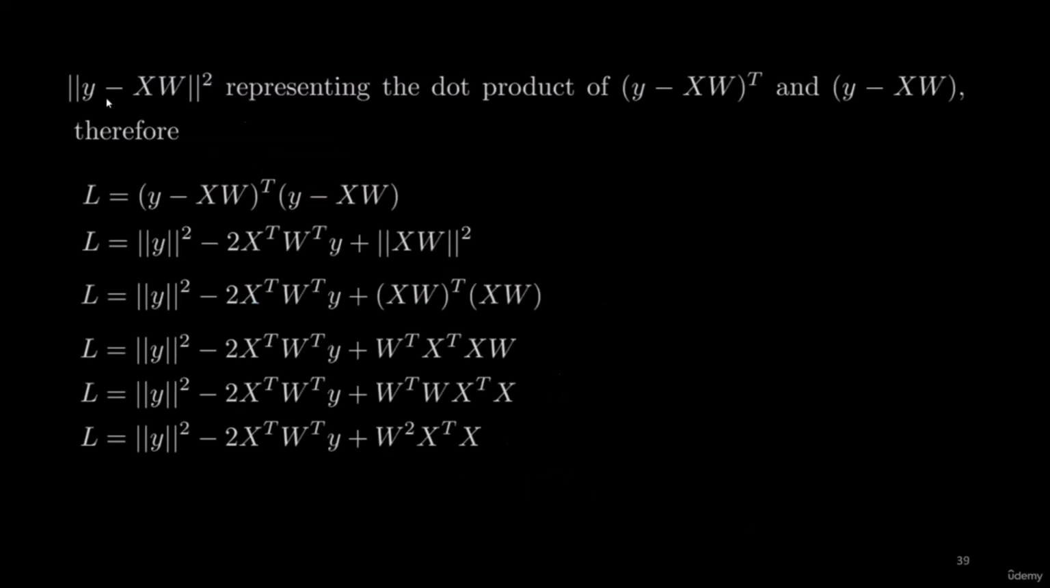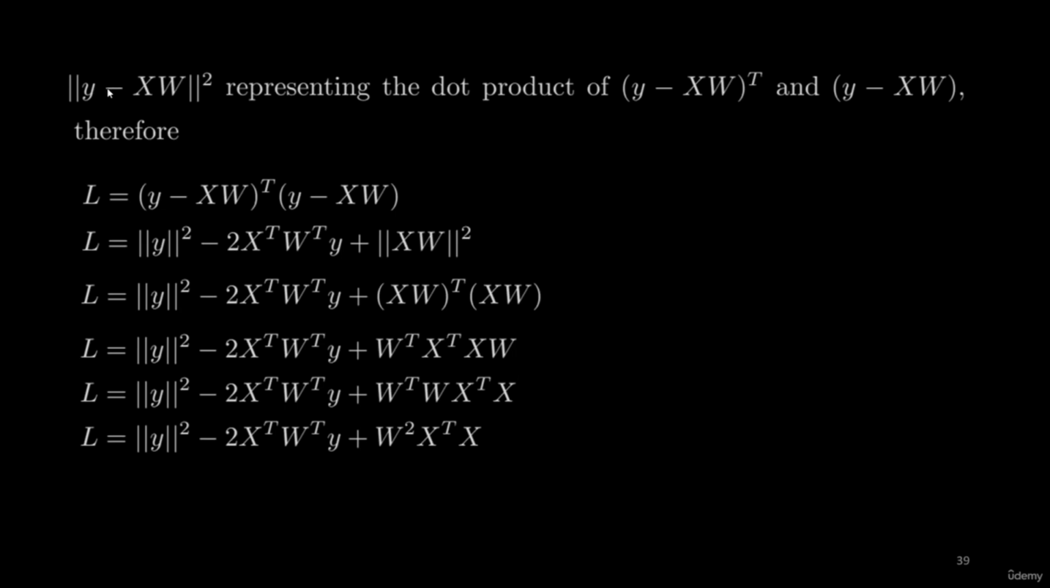So this is our least square function. Now the next step is we want to expand this into 2 brackets. Now this is a square. If I want to expand it, this is basically the dot product of 2 brackets. That is (y minus xw) transpose and (y minus xw). So here is the expansion. Now we want further expansion. We want to open these 2 brackets.